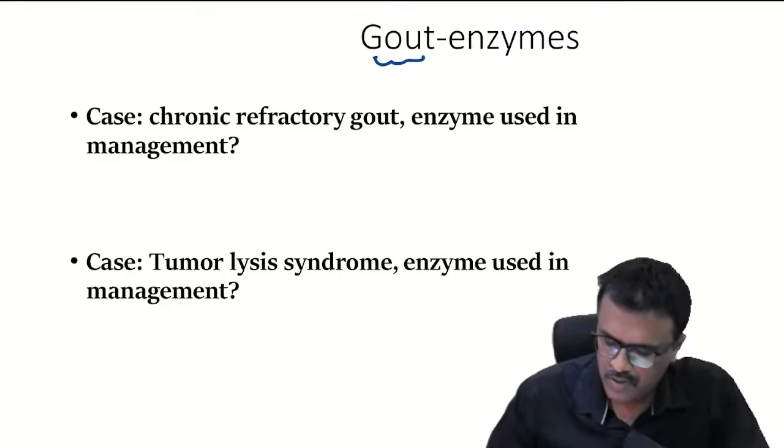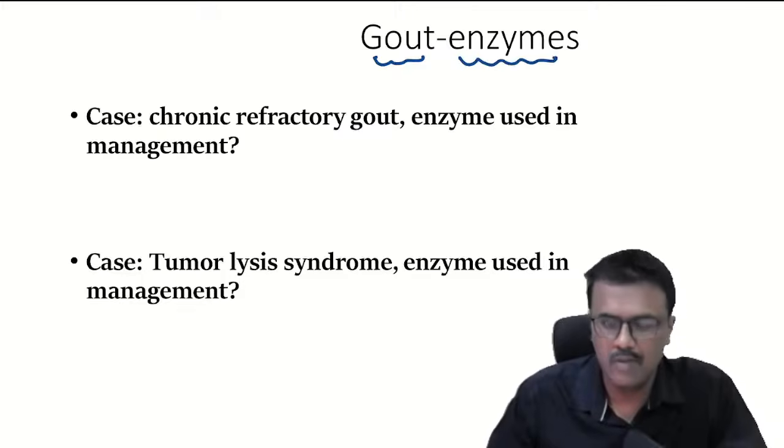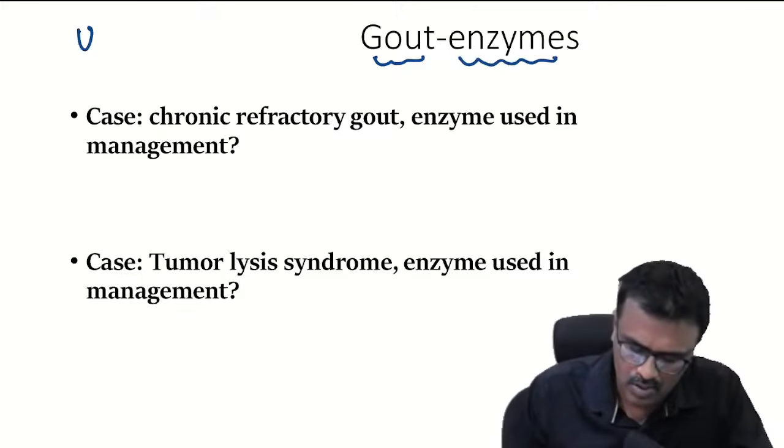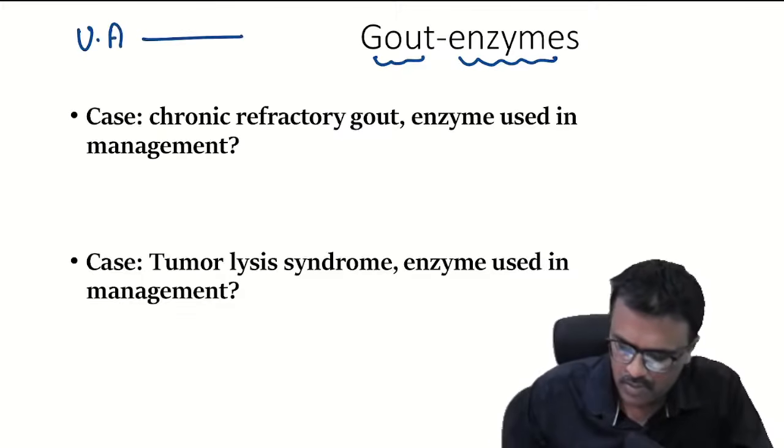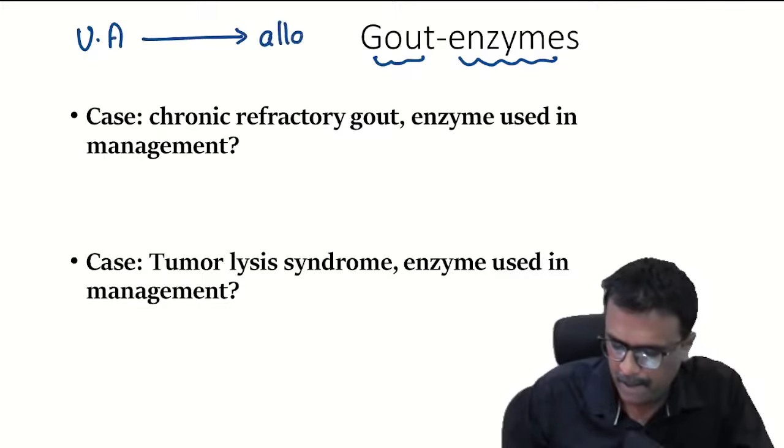Now in gout we use enzymes. They convert uric acid into allantoin. And the enzyme name is uric acid oxidase.